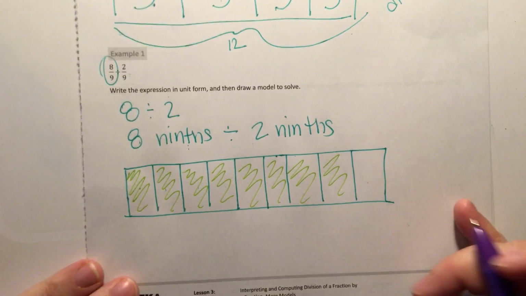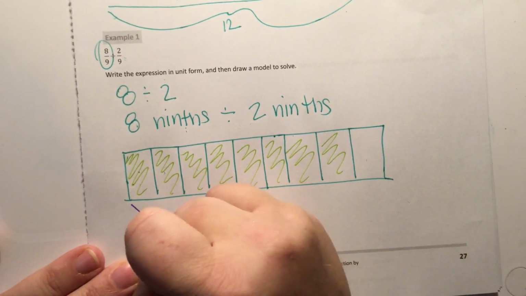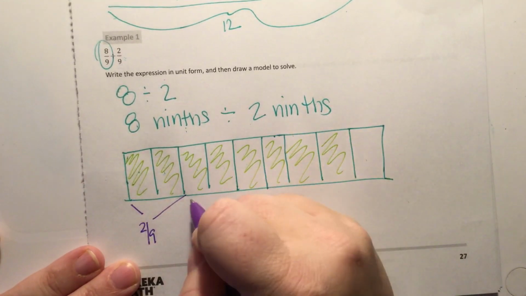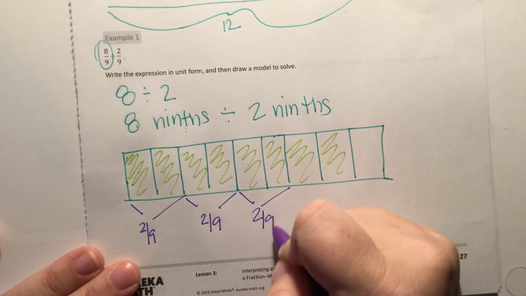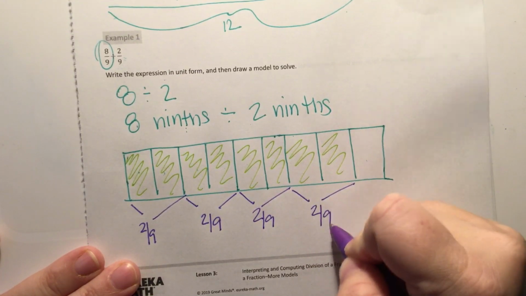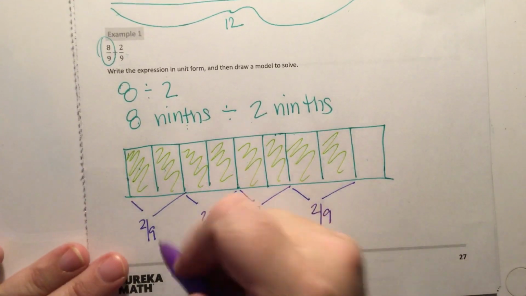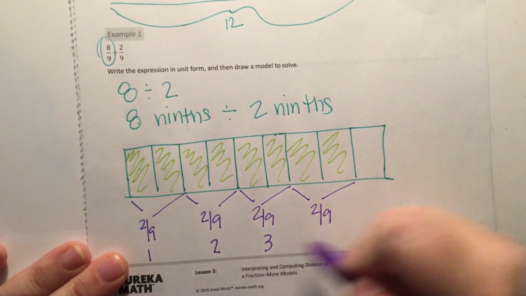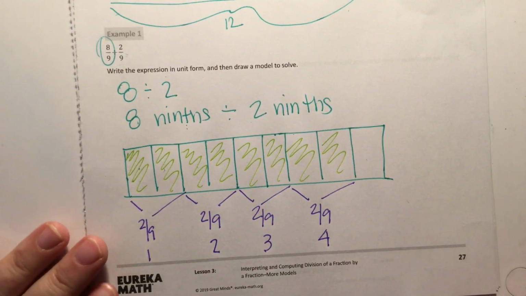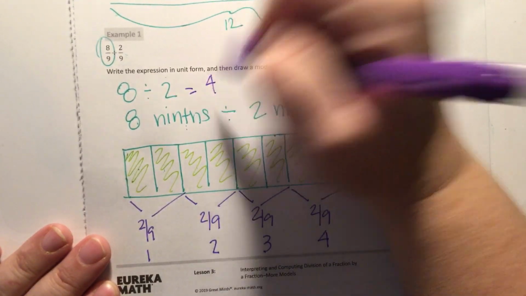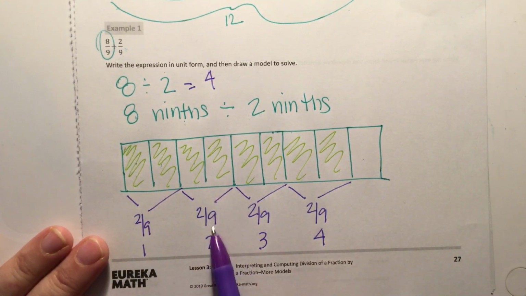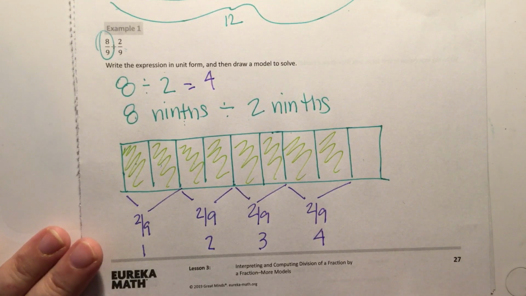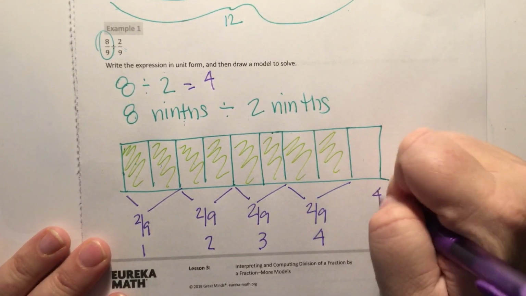pieces, right? So if we go here and we can go this way, we have 2 9s here. And we have 2 9s here. And we have 2 9s here. And finally 2 9s here. How many groups of 2 9s do I have? I have 1, 2, 3, 4. Remember how we said 8 divided by 2 is 4? Oh, look, we just modeled it and checked our answer. We have 1 group of 2 9s, 2 groups, 3 groups, and 4 groups. So how many groups? We have 4 groups.